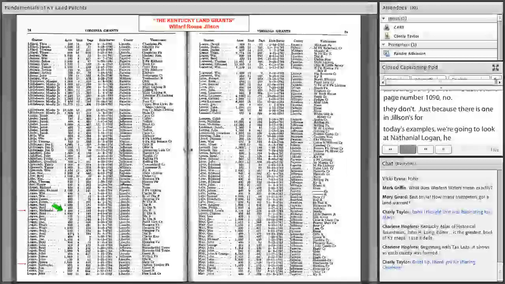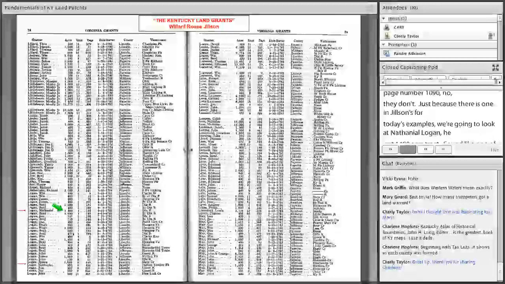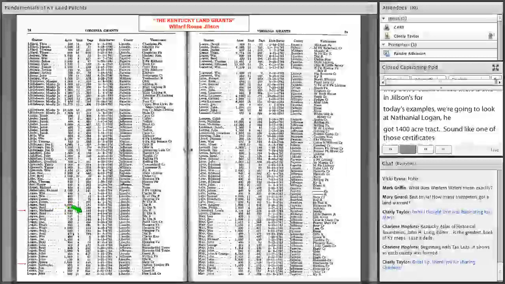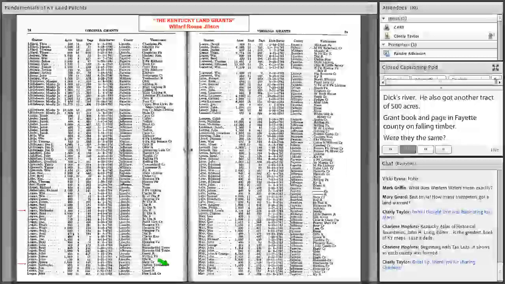Sounds like one of those certificates of settlement and preemption warrant claims we talked about earlier, didn't it? Okay, in Lincoln County on Dix River. He also got another tract of 500 acres, grant book and page, in Fayette County on Falling Timber Fork. Were they the same Nathaniel Logan, or two different people?